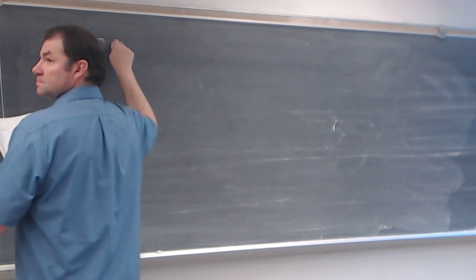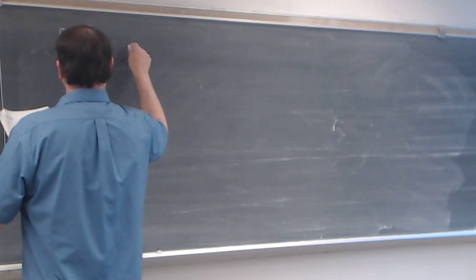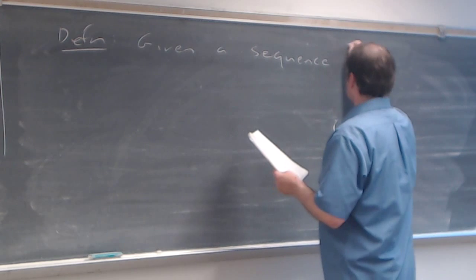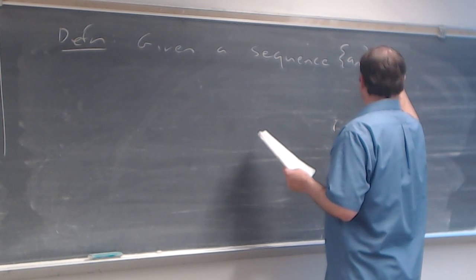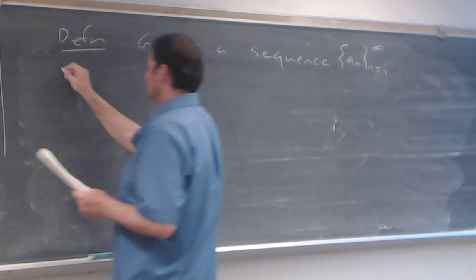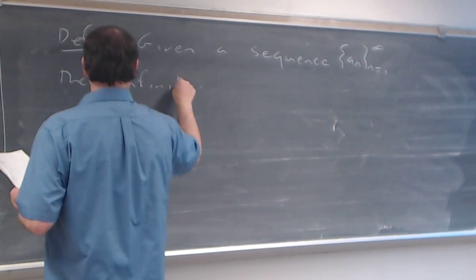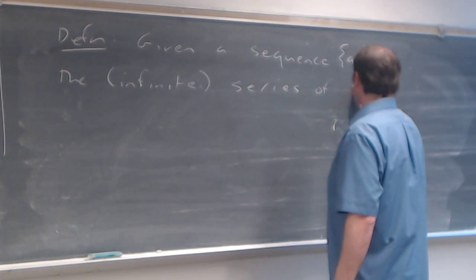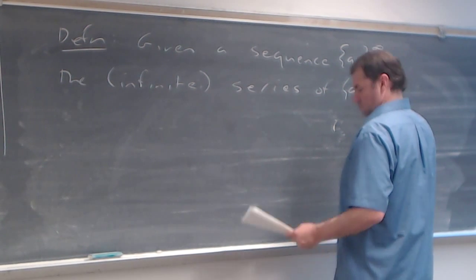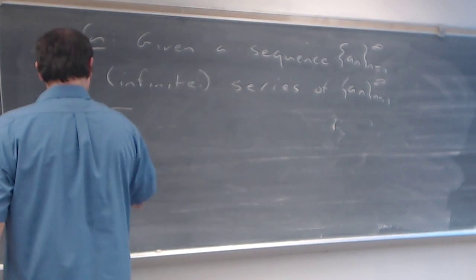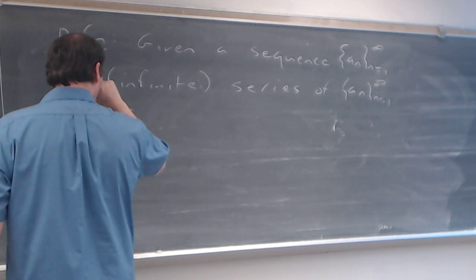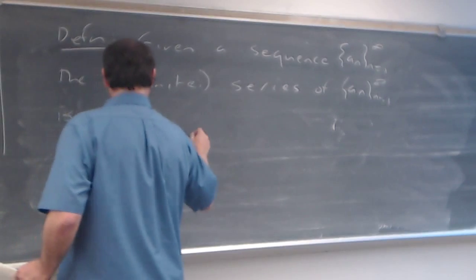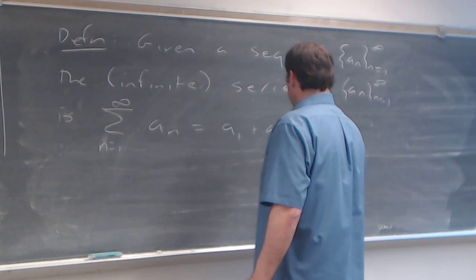Okay. As another definition, given a sequence A sub n, I'll write down infinite, because that's what we're going to be talking about, series of A sub n is noted with this sum, as n runs from 1 to infinity of A sub n, which equals A sub 1 plus A sub 2 plus forever.